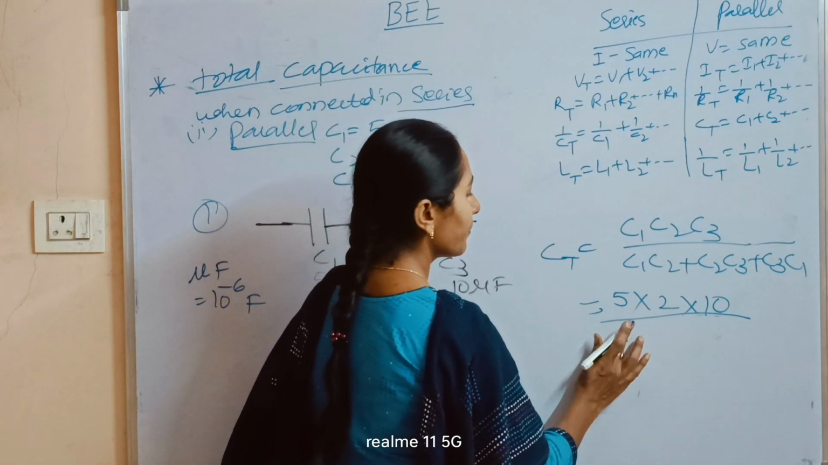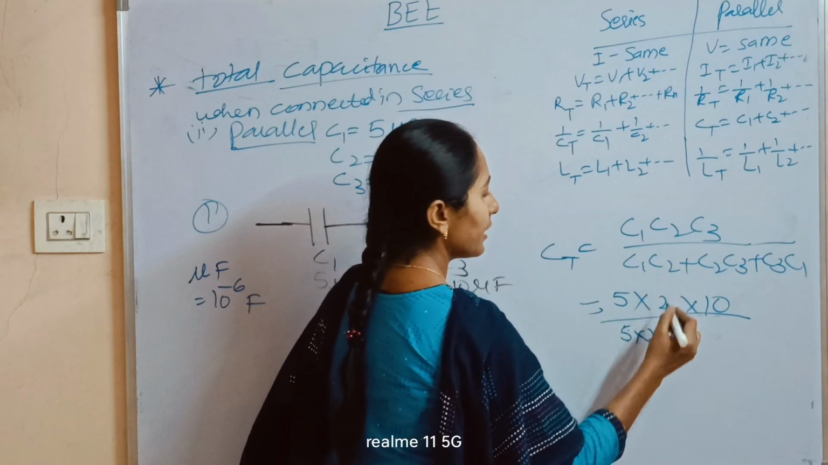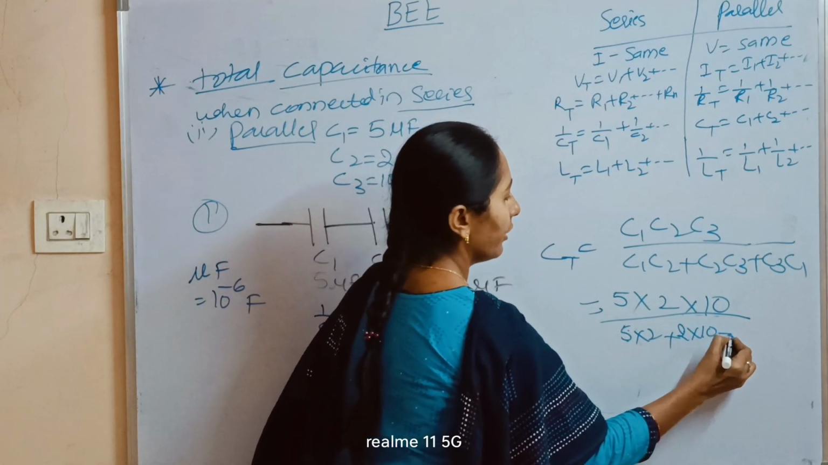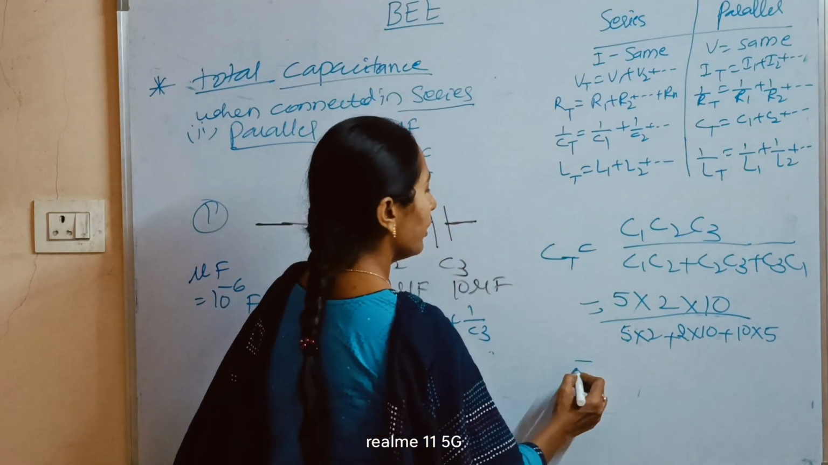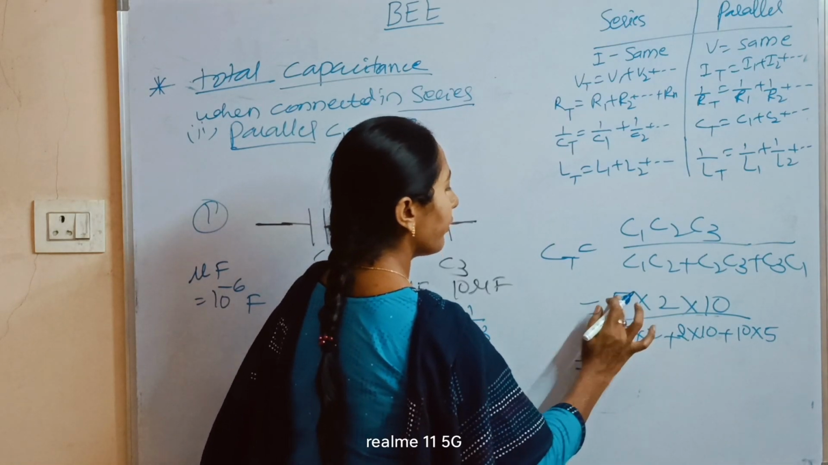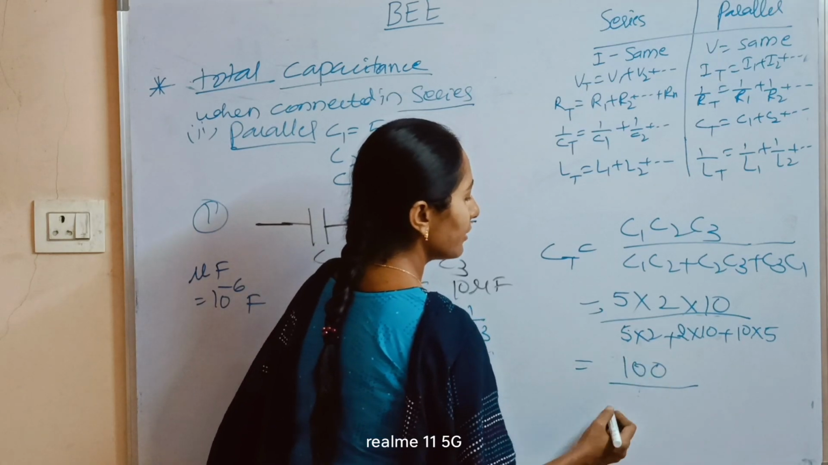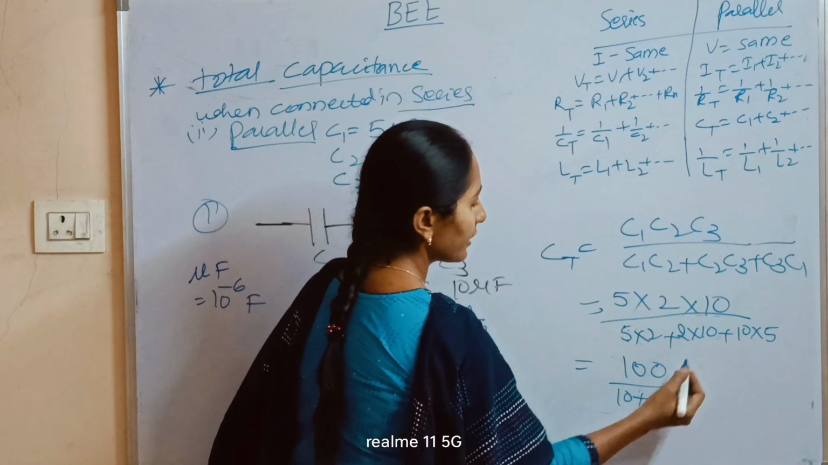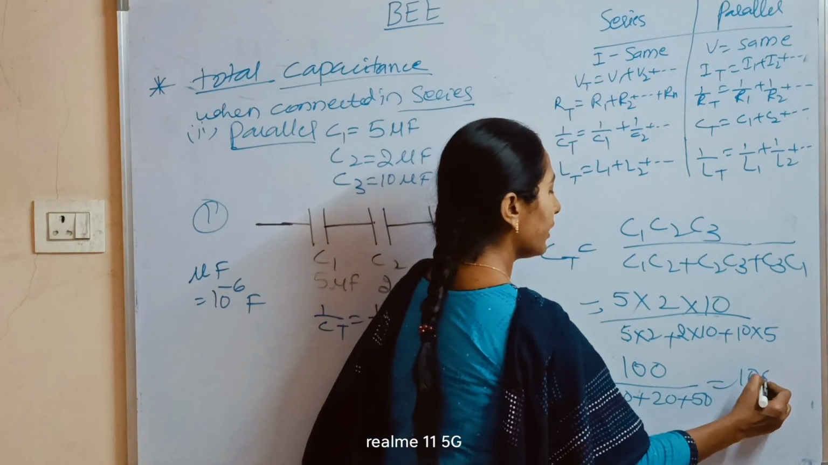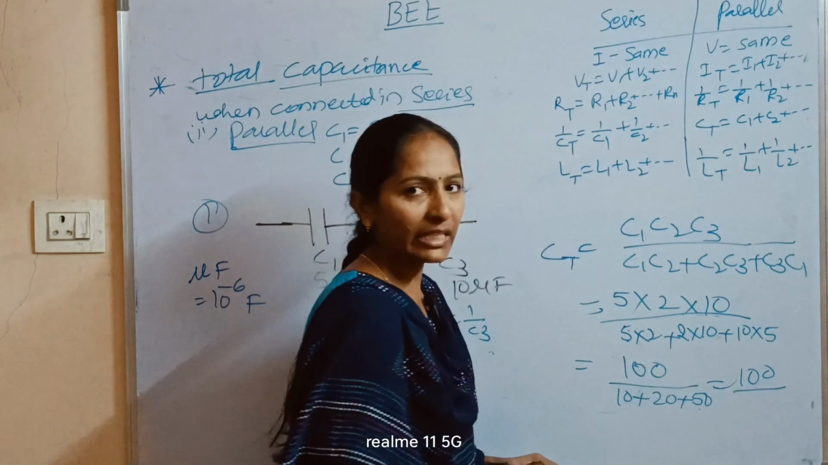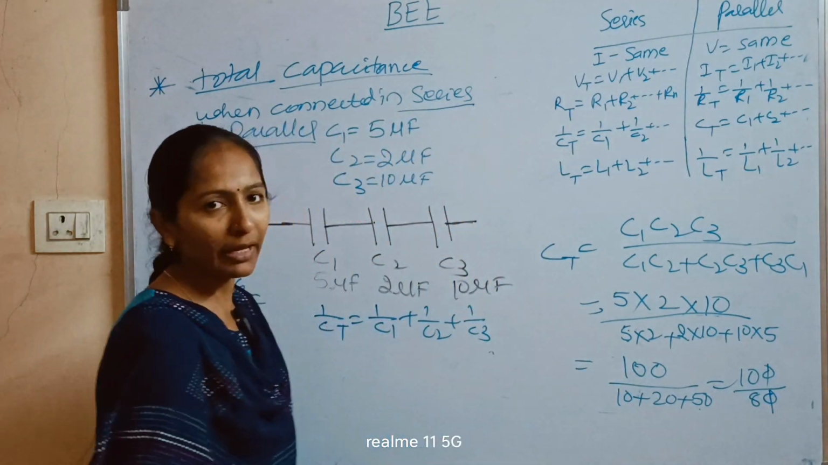So C total is 5 into 2 into 10 divided by 5 into 2 plus C2 C3, which is 2 into 10, plus C3 C1, which is 10 into 5. Now 5 2s are 10, 10 10s are 100, divided by 5 2s are 10 plus 2 10s are 20 plus 50. Now 100 divided by 50 plus 20 is 70, 70 plus 10 is 80. So the zeros get cancelled, giving 10 by 8.